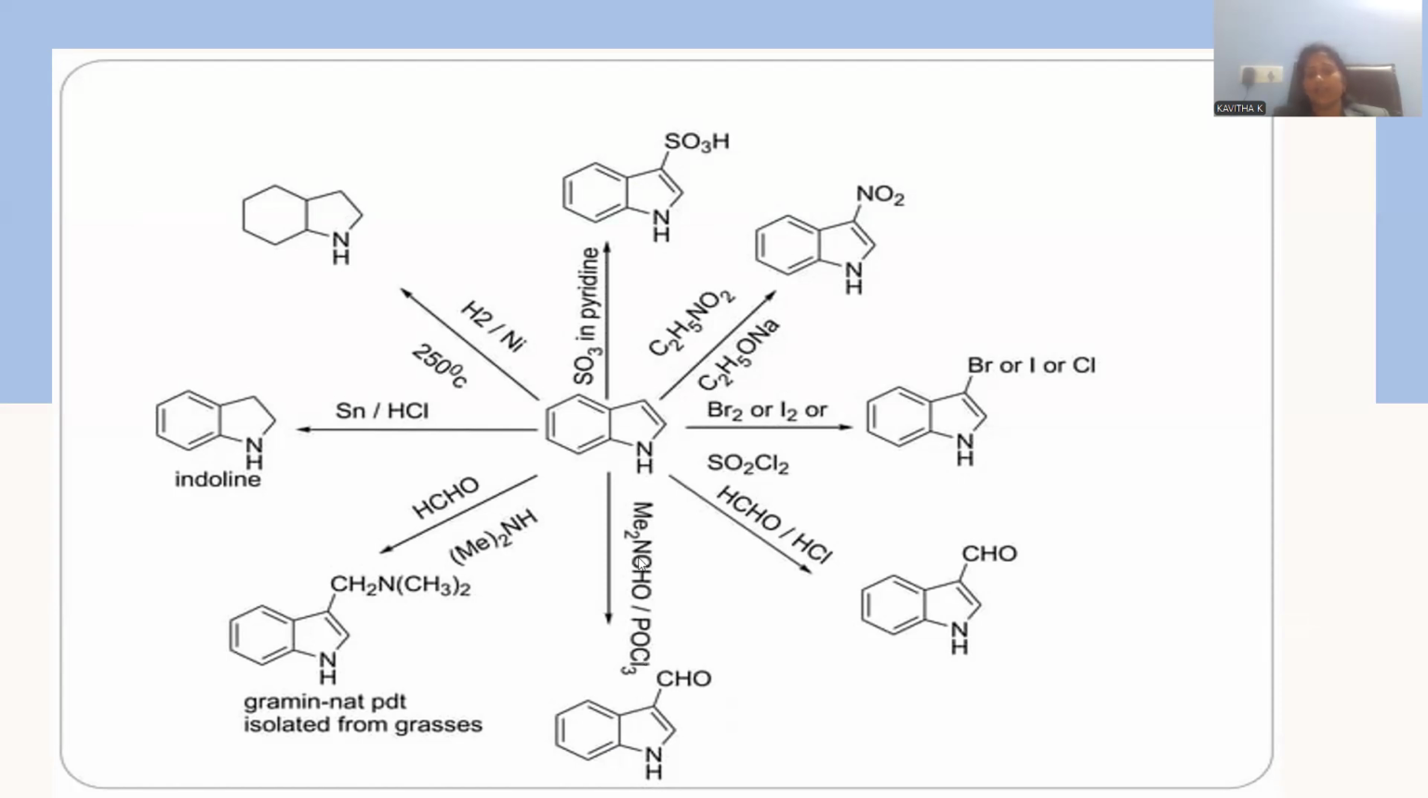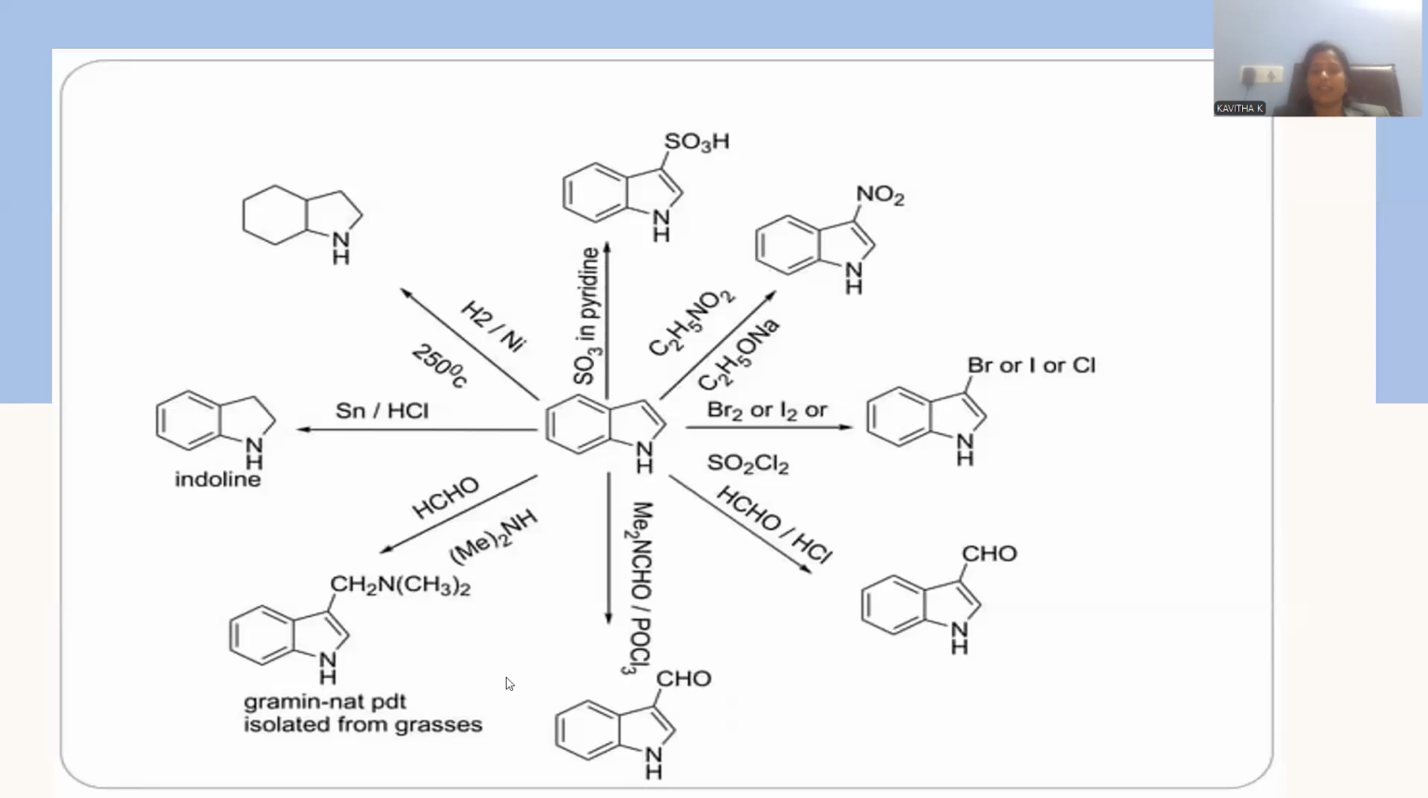And here is N,N-dimethylformamide and POCl3, which will do the Vilsmeier-Haack formylation, giving rise to the product at position number 3. And this is formaldehyde and dimethylamine, which will be operated, giving rise to the alkylation at position number 3, called the Mannich reaction. Gramine is the final product. Tin and HCl, if operated, selectively give dihydroindole, that is called indoline, as the product. Hydrogen and nickel are able to reduce the entire one, giving rise to saturated octahydroindole as the final product.